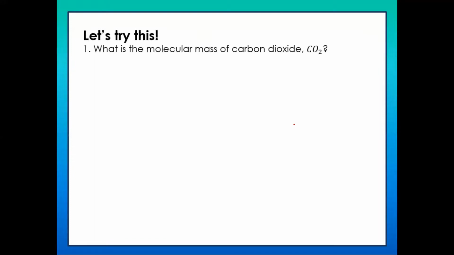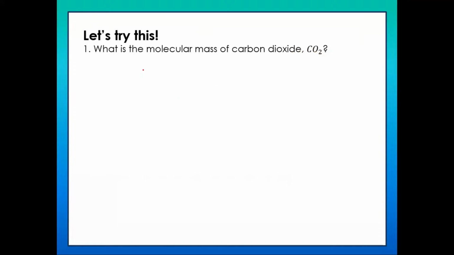This is the first example. What is the molecular mass of carbon dioxide, CO sub 2, with this chemical formula? Molecular mass is the term used because we're dealing with a covalent compound, your carbon dioxide. The first step that we have to do is determine the number of atoms of the elements present in this compound. So we have to look at the subscript in order for us to get the number of atoms of the elements present in this compound.